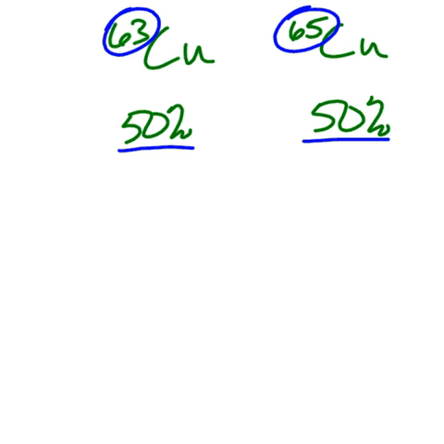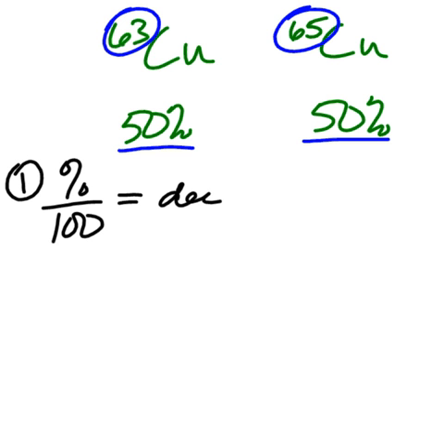So if I wanted to find out what the average atomic mass would be, I would take the percentage. The first step is I'm going to take the percentage and divide it by 100 to get a decimal. So this would be 0.5, and this would be 0.5. Those are my decimals, so that's step one.